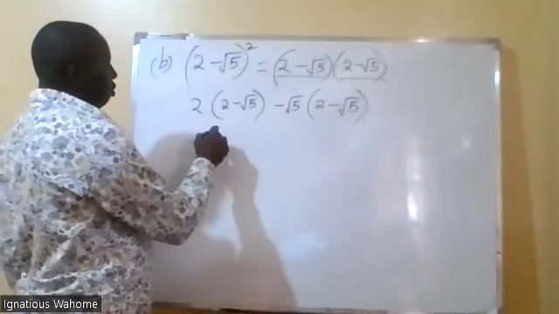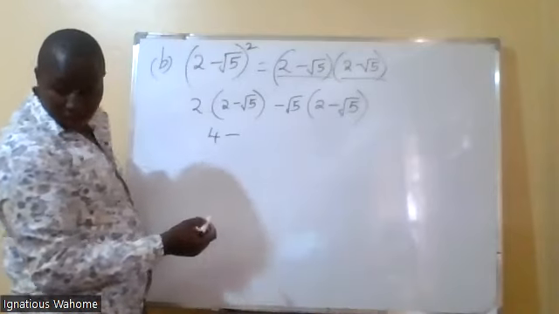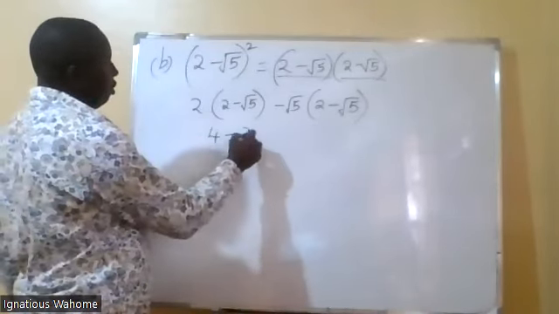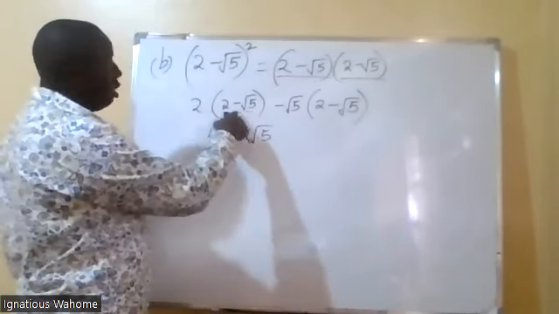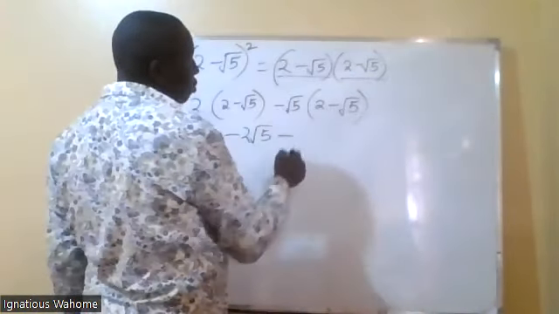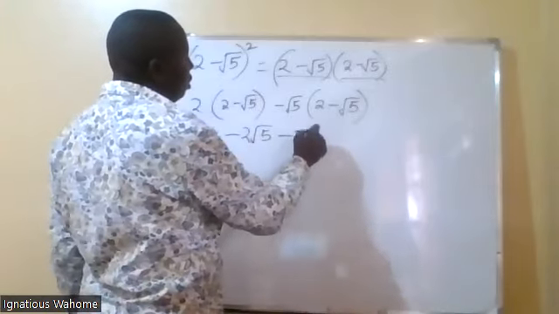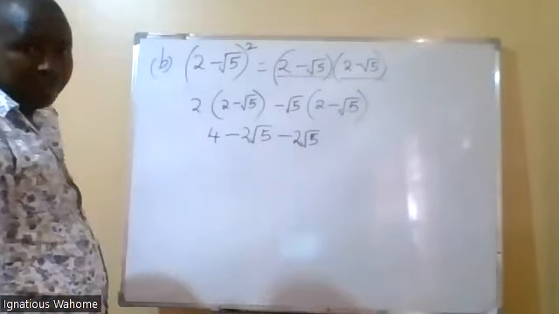What is 2 times 2? 4. What is 2 times root 5? That is 2 root 5, because you cannot multiply the 2 and the root directly. It is 2 root 5, minus root 5 times 2. It is not root 10. It is 2 root 5.